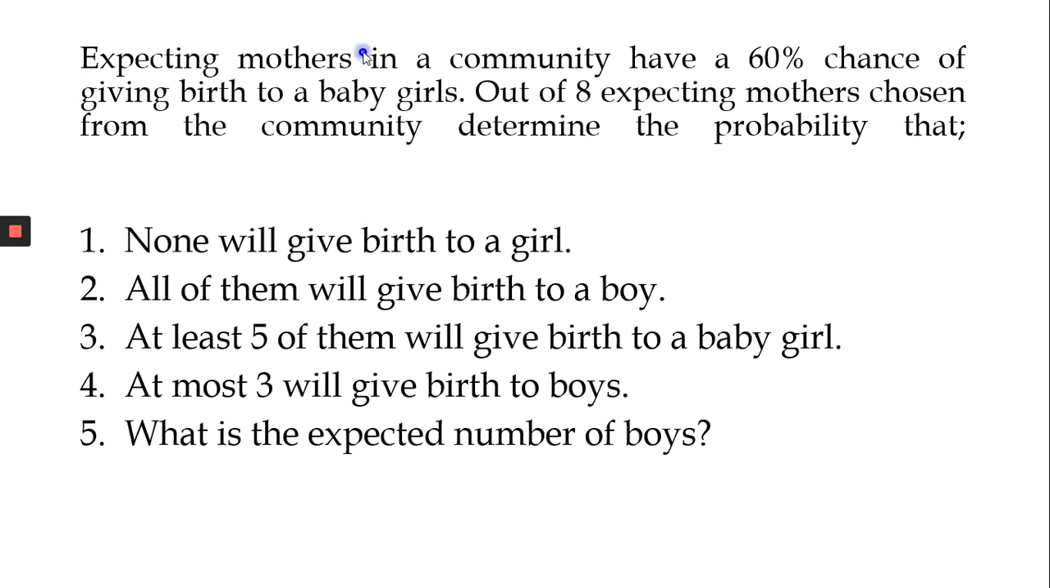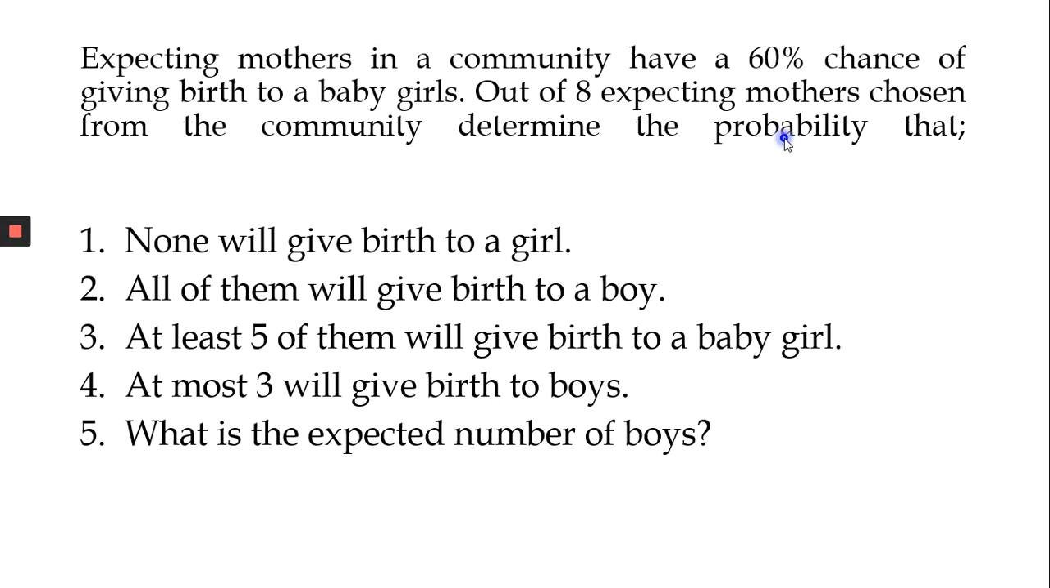In the example we are given here, we are told that in a particular community there are expecting mothers, and all the expecting mothers have a 60% chance of giving birth to a baby girl. In that community, there are 8 expecting mothers chosen to determine the following probabilities. I want you to appreciate that this is a binomial distribution case.